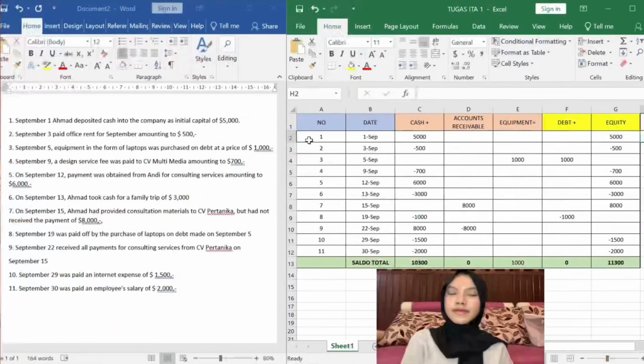And in this video, I'm going to explain how to post the transaction into the accounting equation table. Without any further ado, let's get started.